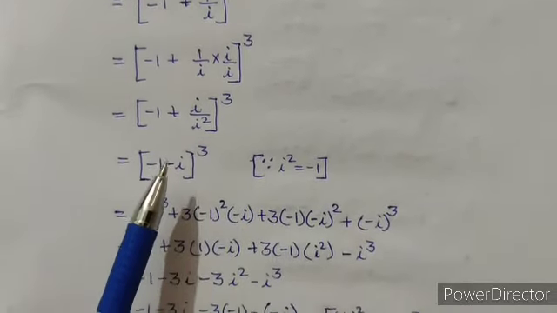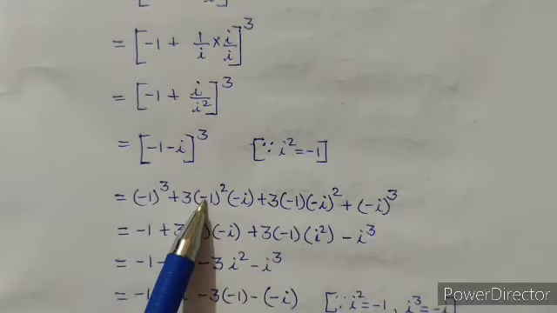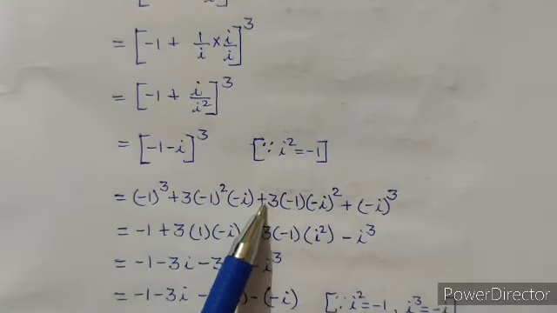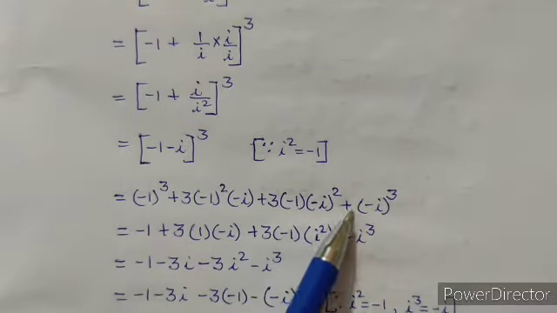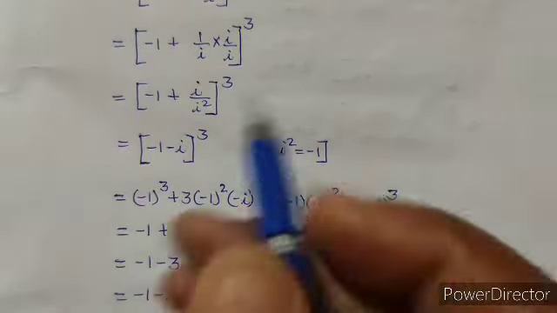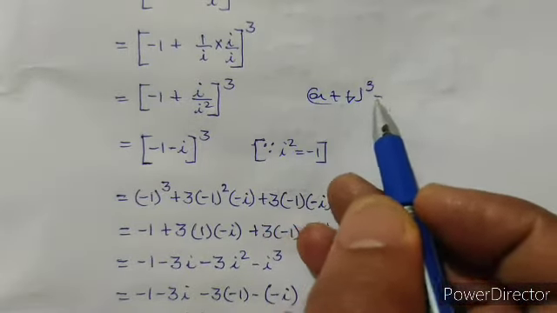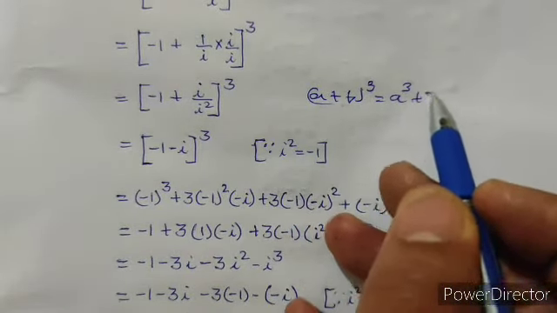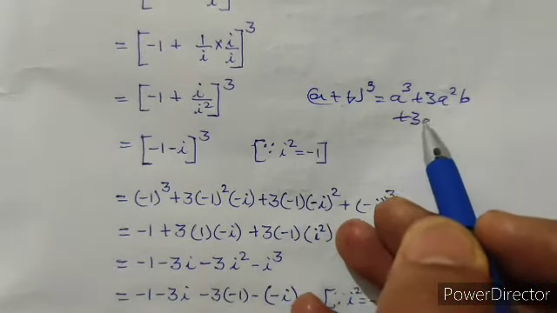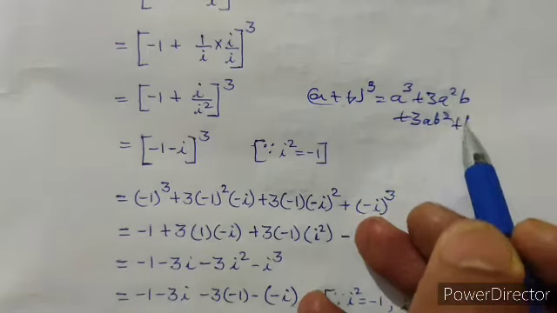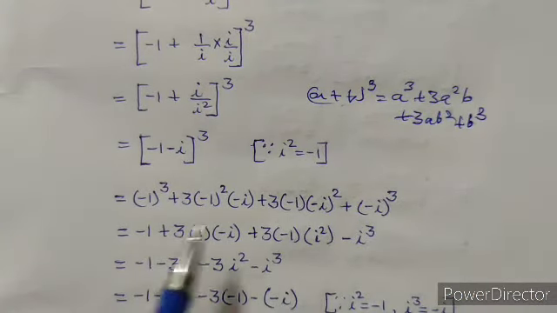Now minus 1 minus i whole cube will be equal to minus 1 cube plus 3 into minus 1 square into minus i plus 3 into minus 1 into minus i square plus minus i cube, by the formula of a plus b whole cube, and that is equal to a cube plus 3 a square b plus 3 a b square plus b cube.